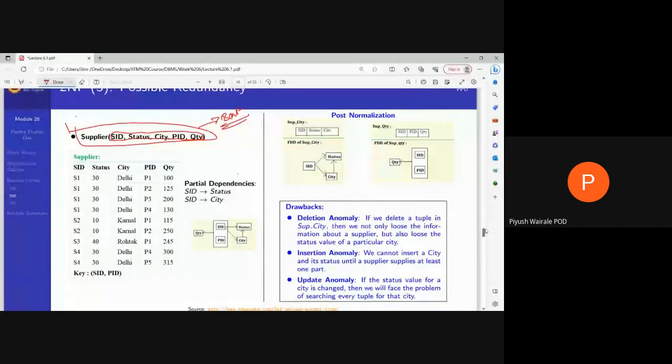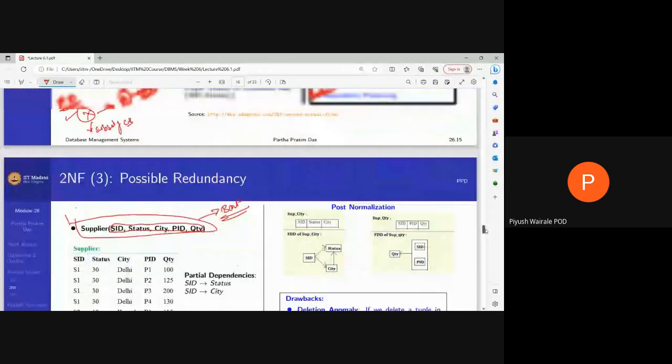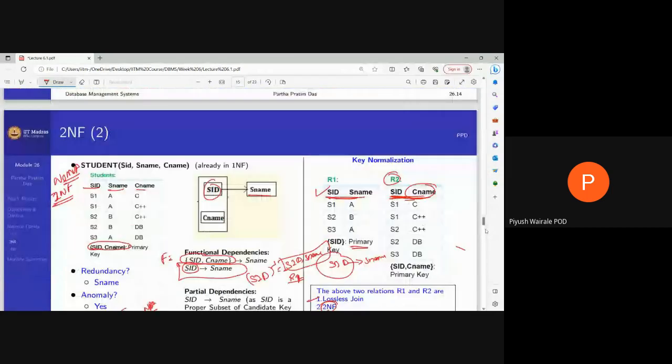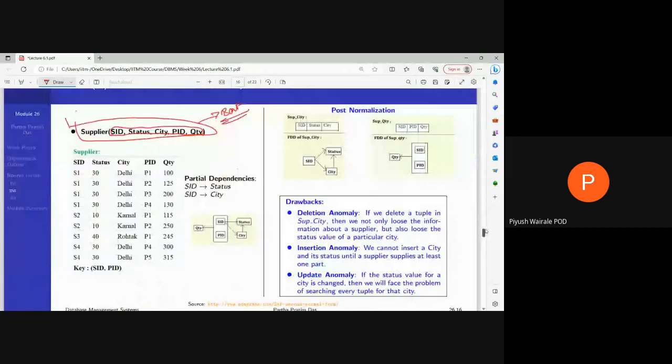So this is about partial dependency. Same example is there, right? Here you can see the key is SID and PID. The partial dependencies are SID to status and SID to CT, because SID is a proper subset of the candidate key, that is SID and PID, and it is determining non-prime attributes. So it will lead to a violation of 2NF. It will be a partial dependency, right?